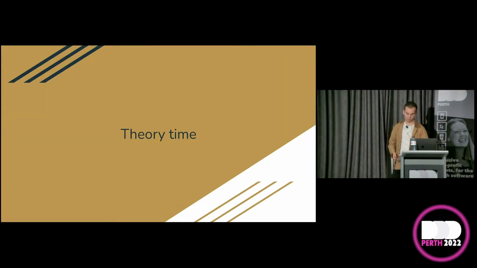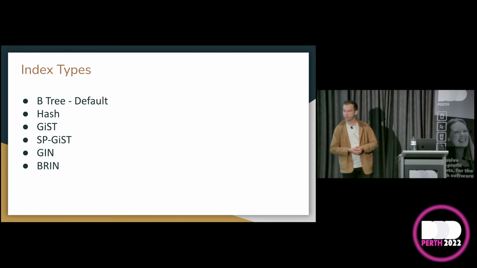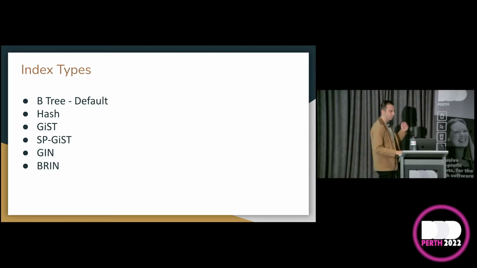So, before I explain databases, let's talk a little bit about indexes. What is an index? Well, in this case, there's a few different types of indexes here. Default is B-tree. And I think every database's default is a B-tree. There's a whole bunch of others, but they're very complicated. I'm not going to cover them. So, B-tree.